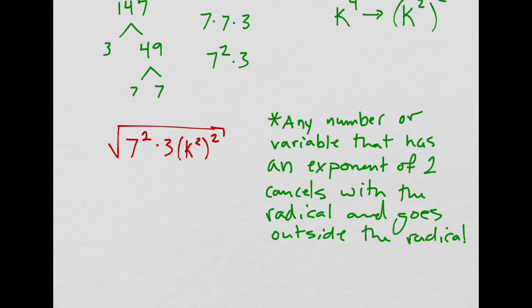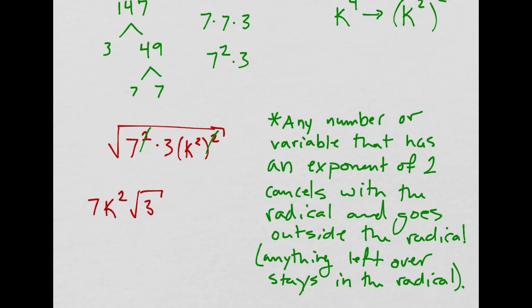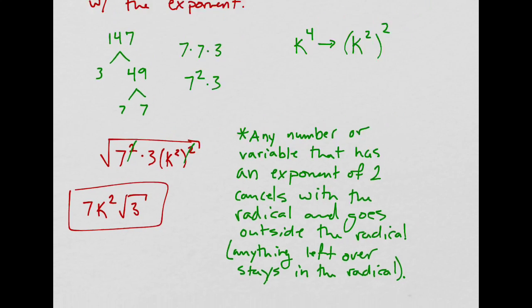And then that number or variable will go on the outside. So in this case, we have that 2 going away and the outermost 2 going away. So I have 7 on the outside. Any number or variable that has an exponent of 2 cancels with the radical and goes outside the radical. So we have the 7 on the outside, and we have the k squared on the outside. And anything that's left over stays inside the radical. The only thing on the inside would be 3. So we leave it like that, and that's my answer.